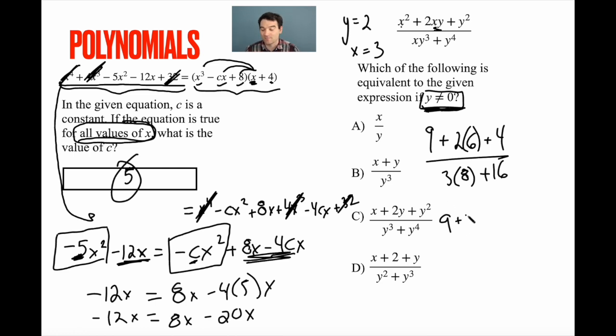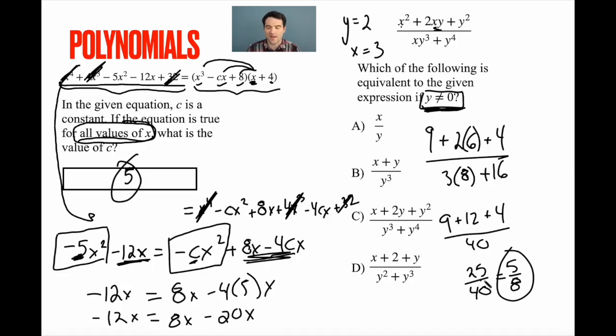I get 9 plus 12 plus 4. Make sure I have that right. Yep. Over 24 plus 16, which is 40. Nice and slow. This equals 9 plus 12 is 21 plus 4, so 25 divided by 40. And that, of course, can be simplified down. If I divide top and bottom by 5, I get 5 over 8. Okay, well, that's a pretty random looking number, but here's the magic of it. You ready? As we did with the emergency parachute strategy, I'm going to take 2 and 3 for y and x respectively and plug them in. And whichever answer option gives me this magic number of 5 over 8, that's the winner.